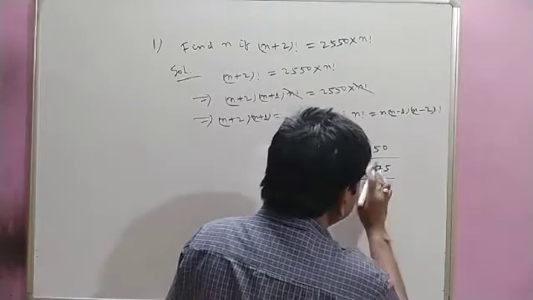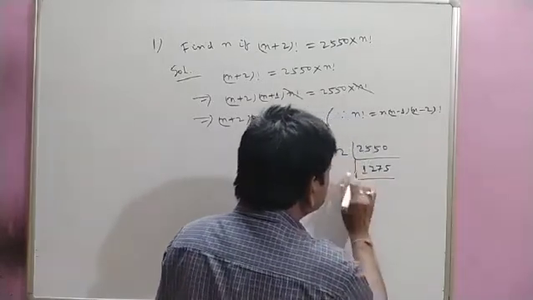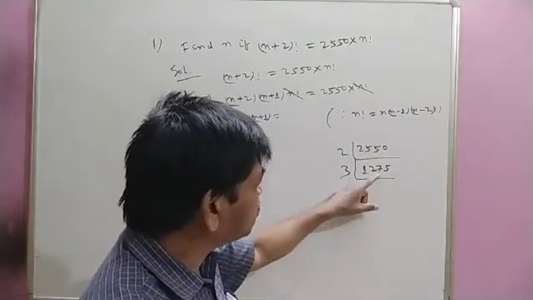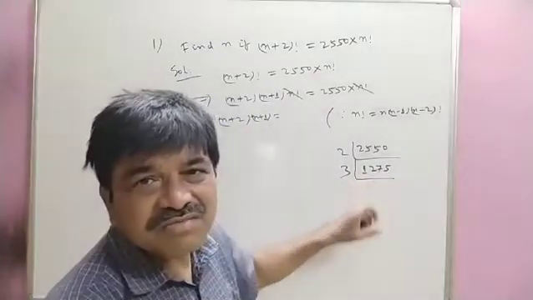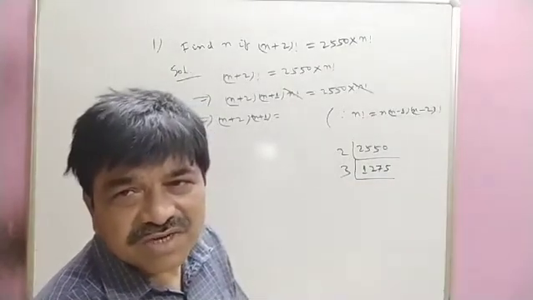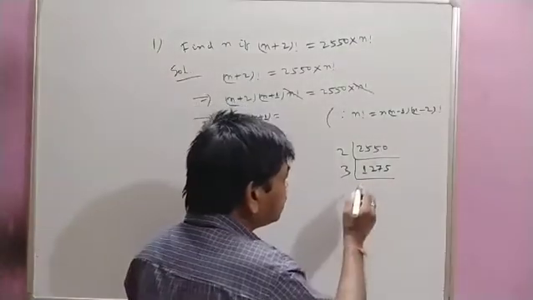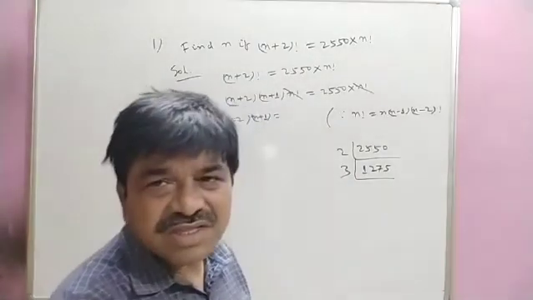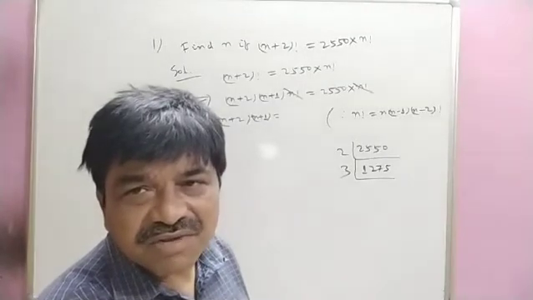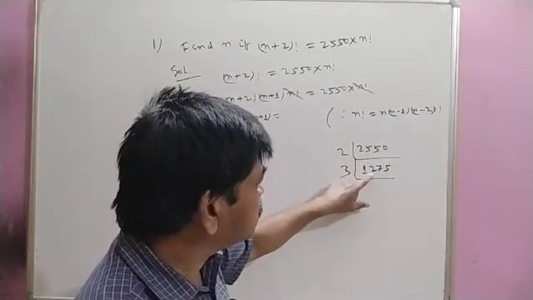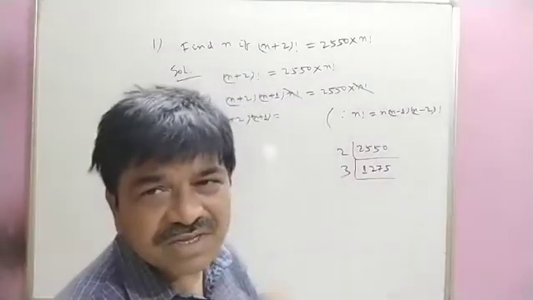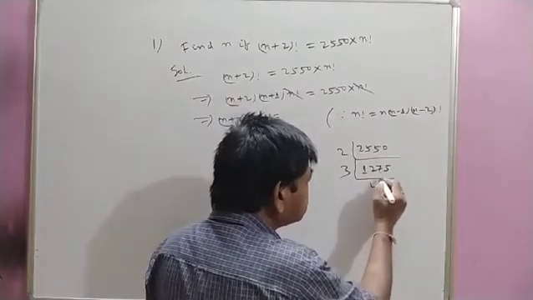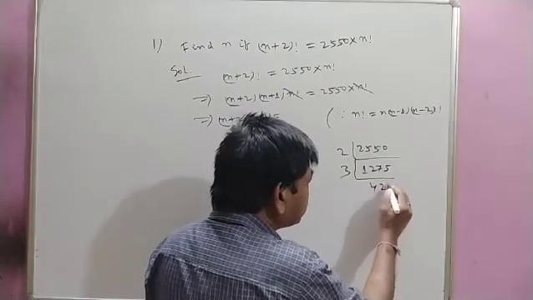Now here 2 is not divisible by this, so then you take 3. You see here the sum is what? 1 plus 2 is 3, 3 plus 7 is 10, 10 plus 5 is 15. If the sum is divisible by 3, that number is divisible by 3. So here the sum is 15, and 15 is divisible by 3. So that's why this is divisible by 3. 3 4 is 12, so 3 2 is 6, then 3 5 is 15.